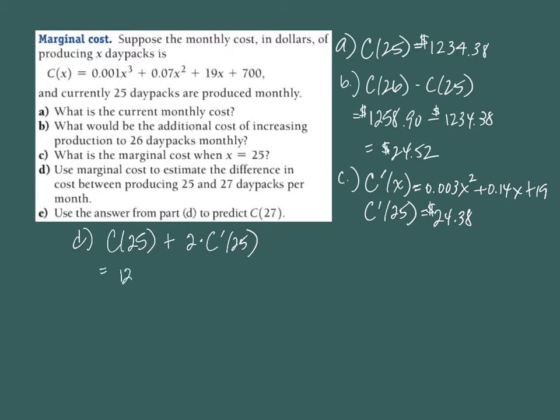So the cost at 25 is 1234.38 plus 2 times the $24.38, which is actually, oops, sorry, I've gotten a little ahead of myself. This is actually the answer to part E.